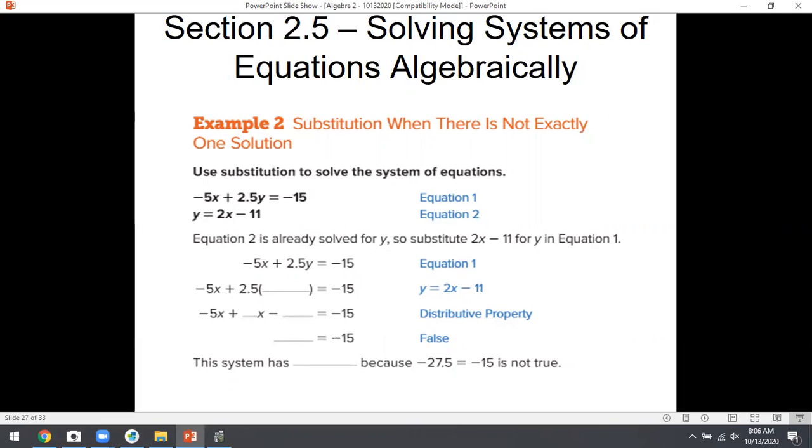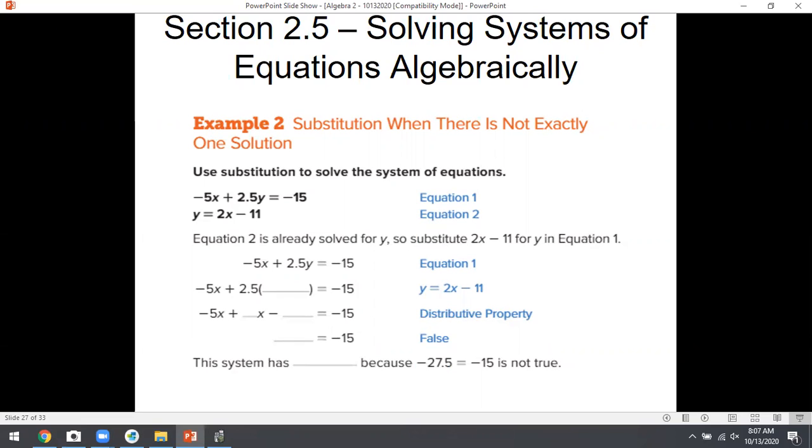Is one of these letters already solved for? Yeah, they gave it to you, right? Here's y. y is 2x minus 11, right? So if y is 2x minus 11 in this equation, y is also 2x minus 11 in this equation. So we're literally going to substitute that in for y right there.